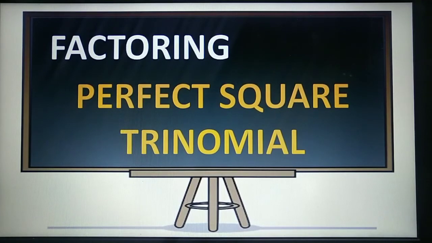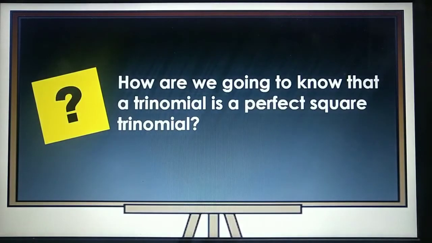In this video, I will show you the step-by-step process in factoring a perfect square trinomial in an easy way. But the question is, how are we going to know that a trinomial is a perfect square trinomial?